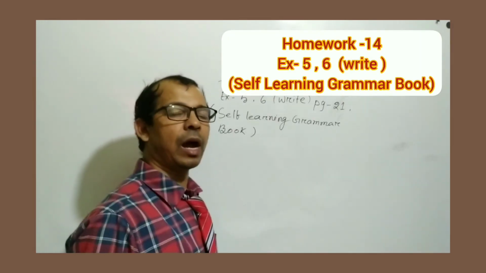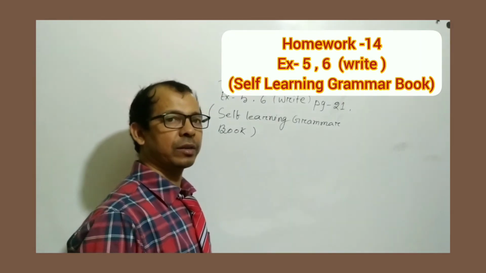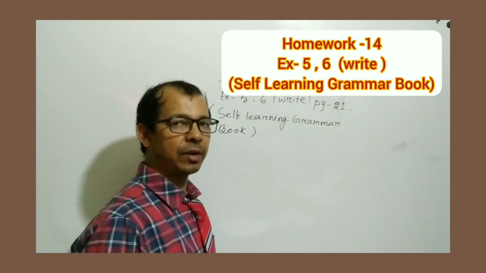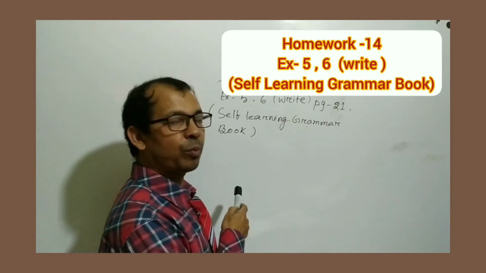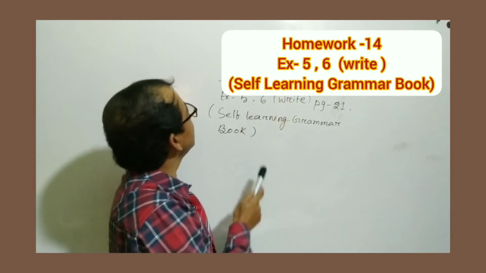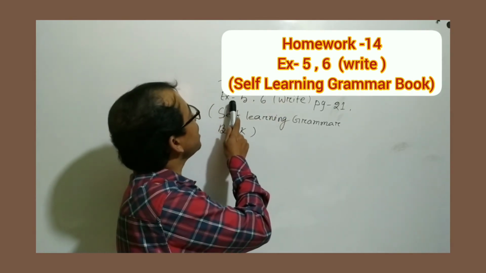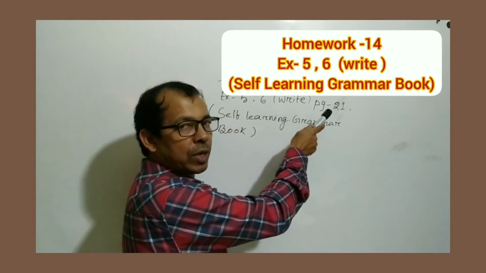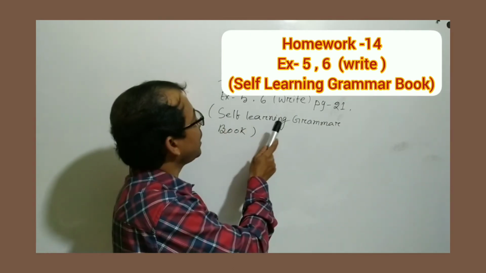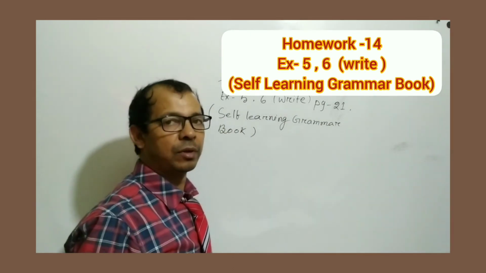My dear student, now I'll give you homework. So open your diary. Okay, so my dear student, your homework number will be 14. So here, exercise 5 and 6, write on page 21 of the self-learning grammar book. Okay, my dear student.